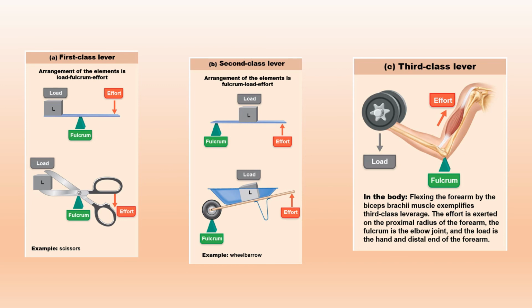And lastly, the lever system most commonly used by skeletal muscles is a third-class lever. This is where we find the effort now in between the fulcrum and the load. Now, even though the effort is the biceps brachii, that effort is being applied to the radial tuberosity on the radius, which is actually in between the elbow joint and the hand where we find the dumbbell.